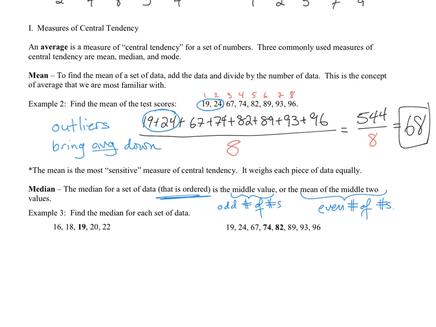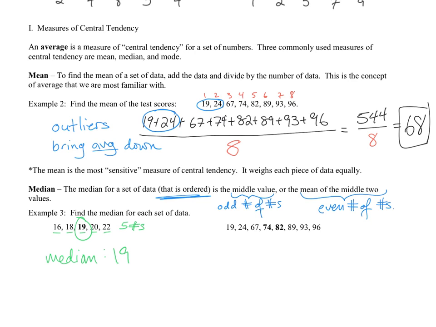So if you take a look at the first example here, I have 5 numbers. They are all in order. 16 is the smallest number in this list, then 18, 19, 20 and 22. They're all in order. Since we have an odd number of numbers, we just have to pull the middle number to be the median. The middle number here is 19. So the median is 19.